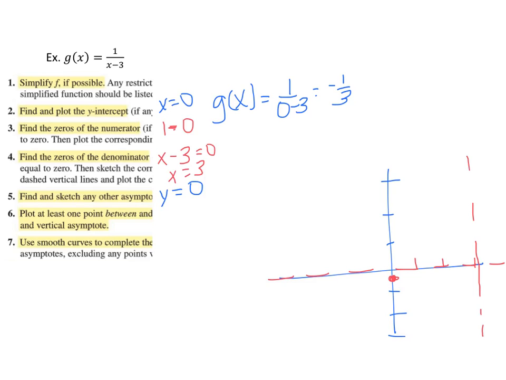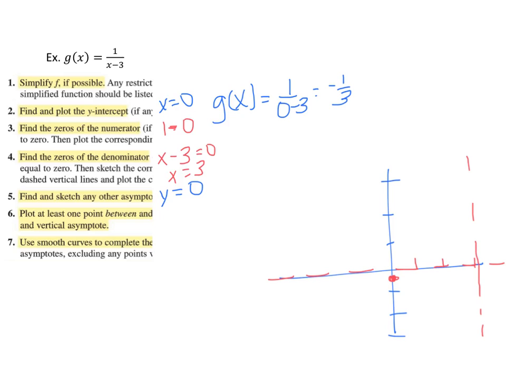Plot at least one point. So what I want you to see here is that we've created, with our asymptotes, 4 quadrants. Not the 4 quadrants, but we've created 4 quadrants. Top left, top right, bottom left, bottom right. Basically, you want a graph on either side of your vertical asymptote. This one kind of gives us a clue. We know that in the bottom left, our graph has to be in this quadrant. Okay, there's not going to be any graph up here.